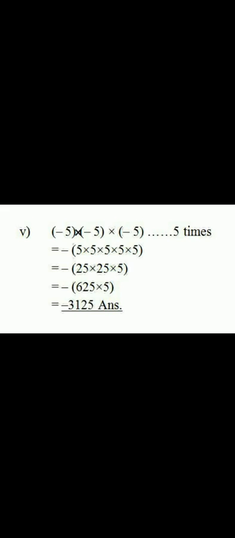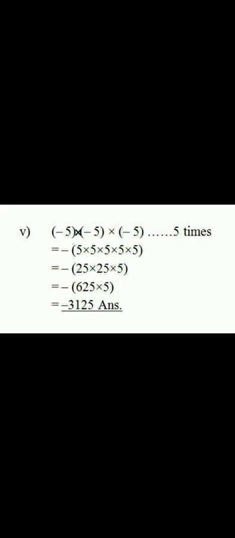Like 5 5s are 25, 5 5s are 25, and remaining 5. And when you multiply this 25 by 25, you will get 625. And when you multiply 625 and 5, you will get 3125, which will be minus 3125 because of the odd number of negative integers.